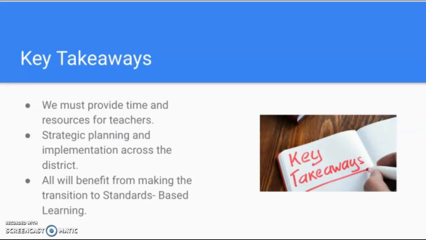We must provide time and resources for teachers to be able to effectively implement standards-based learning. This implementation cannot happen overnight. It will take strategic planning and implementation. Teachers should be involved in this process. But when it's implemented correctly, all will benefit: teachers and students, the school, and district-wide, when given the opportunity to make changes that will benefit student learning.